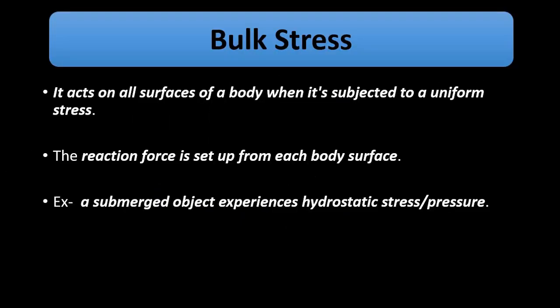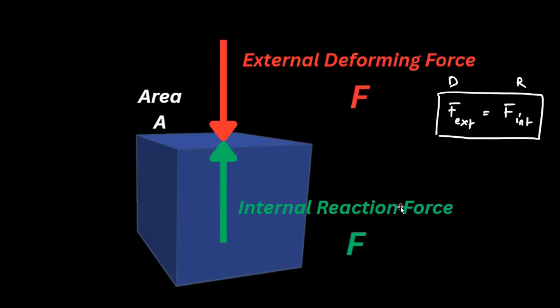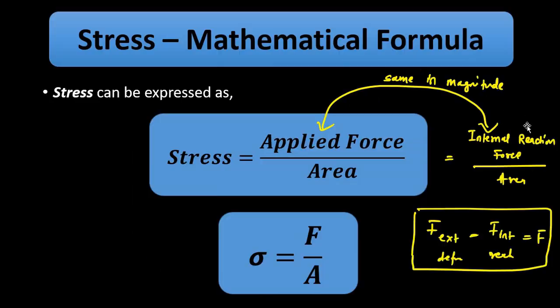So here we have discussed the basic concepts related to stress. Stress is basically the internal reaction force in response to the external deforming force set up per unit area. Both are equal in magnitude but opposite in direction. So stress is basically the reaction force by area, reaction force acting per unit area, but it is the same as the external applied force in magnitude. So this formula is mostly written in general. Stress is equal to sigma, which is equal to force by area, force acting per unit area.